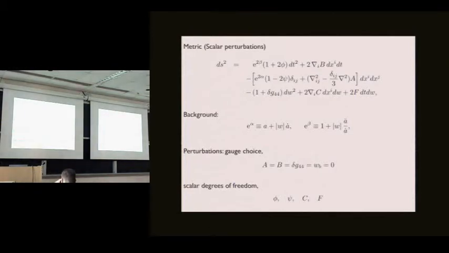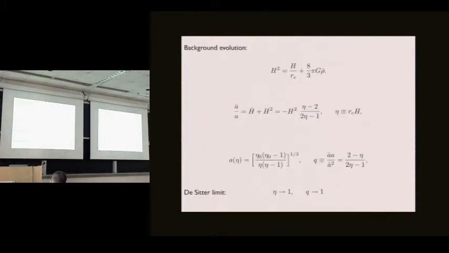But I'm going to work in the usual Newtonian gauge, A equals B equals 0. You can show you can also set this metric potential equal to 0, and the position of the brane, even when there are perturbations, you can also set to 0. So once you do this gauge choice, you are left with 4 metric perturbations: the usual 2 in GR plus 2 additional scalar potentials.